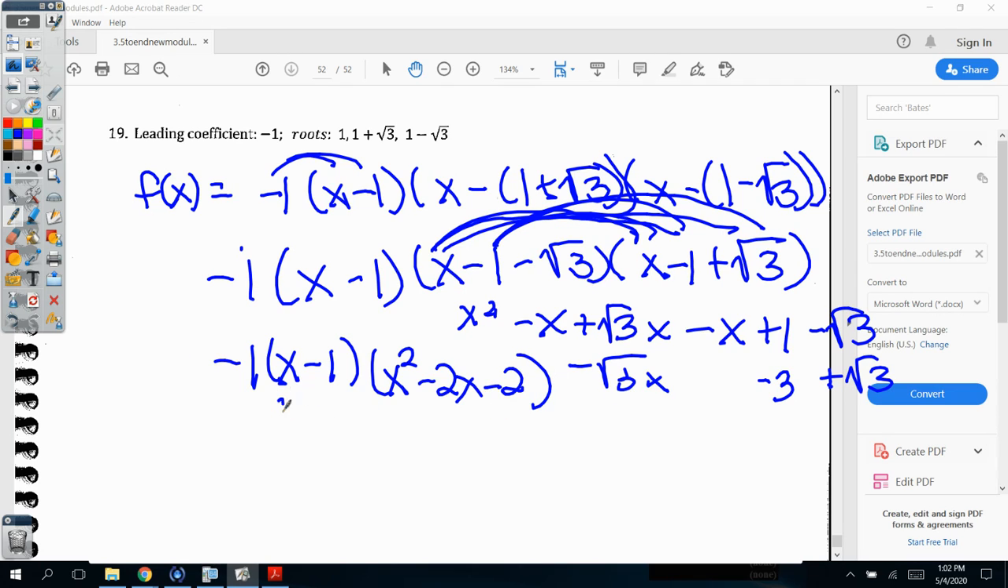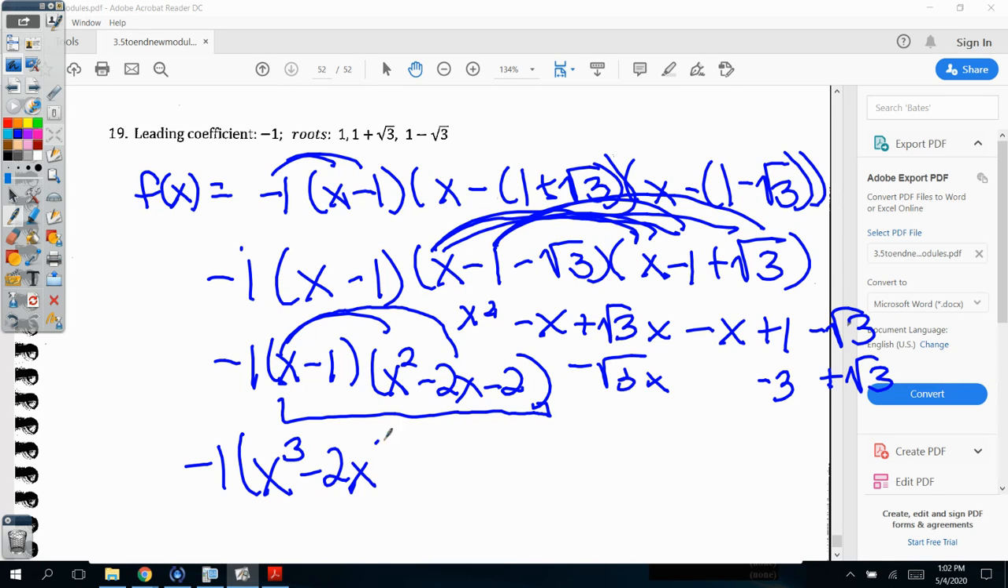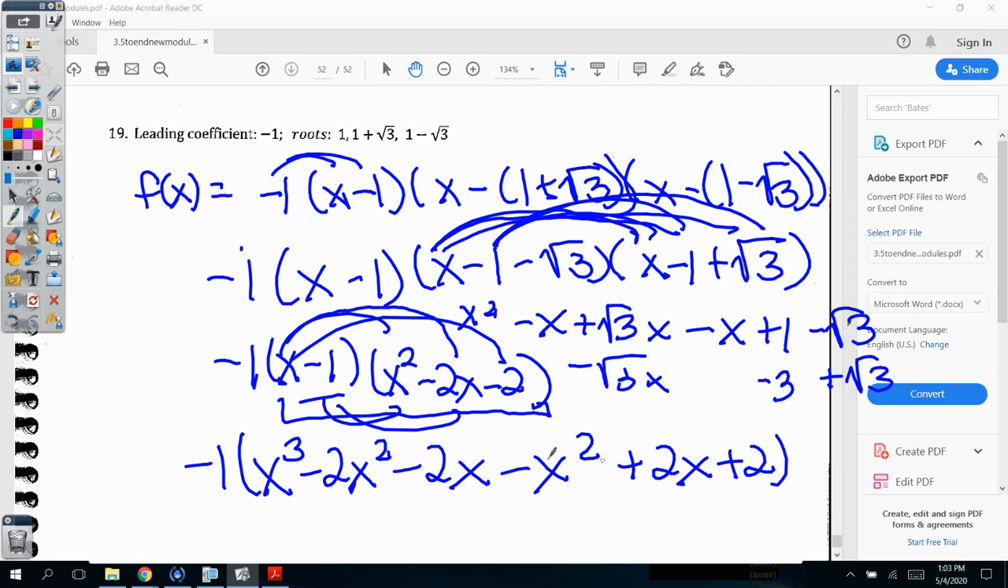And now I think I'm going to do those two and then just change all the signs at the end. So this one took a lot of space. What do I get? x cubed minus 2x squared minus 2x minus x squared plus 2x plus 2. Yowza. x cubed minus 3x squared, those will cancel, plus 2. And now we will change all the signs.